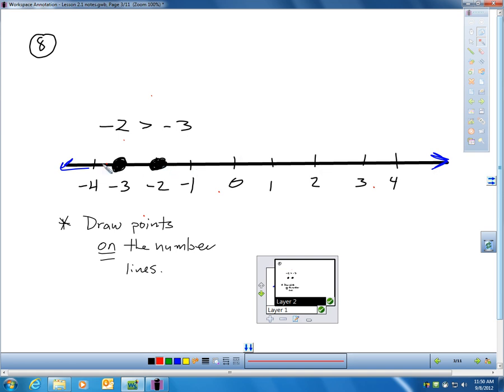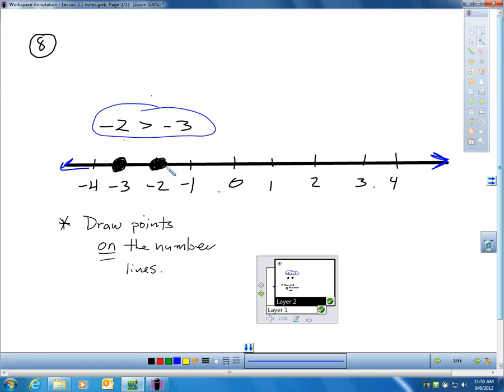Putting these points here is the actual graphing of the points -2 and -3. And then they want me to tell which one is bigger. Well, -2 is greater than -3. The number farther on the right is always the greatest. Now, this little bit here concerns me.